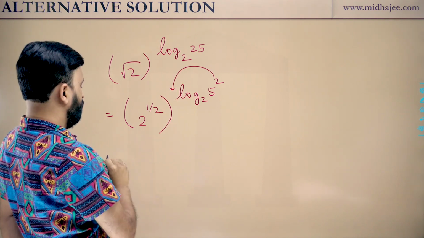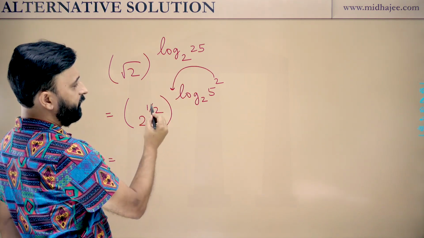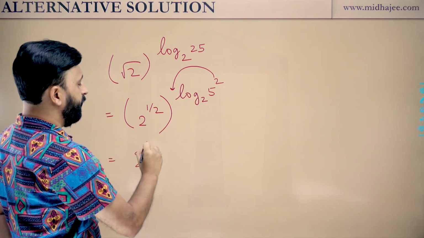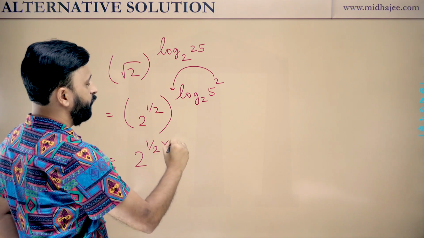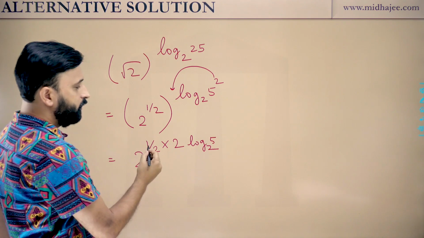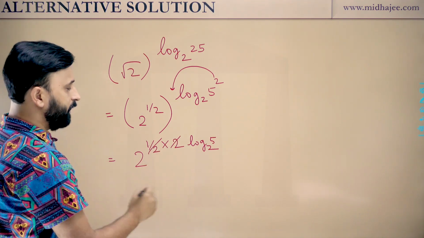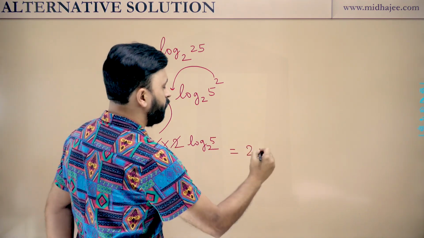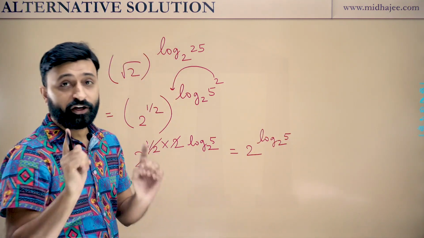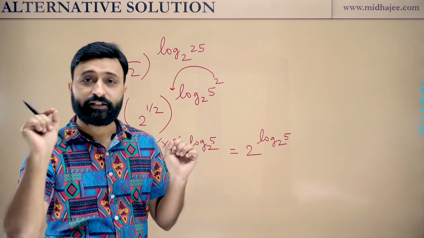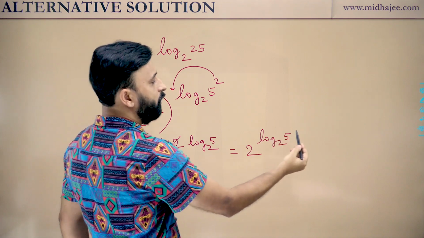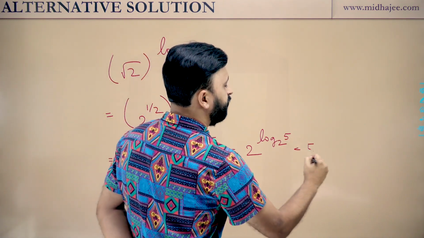So, and of course the power rule will be used so that half is multiplied by this whole thing. So it means that this will become 2 to the power half times 2 log 5 to the base 2. Half times 2 cancelled out, it becomes 1, and this becomes 2 to the power log 5 to the base 2. The first property which I told you earlier was that exponents and logarithms with the same base will cancel each other out. So 2 to the power log 5 to the base 2 is nothing but 5.